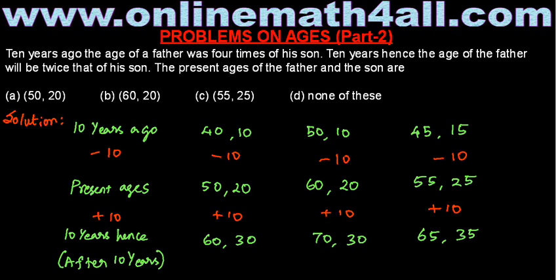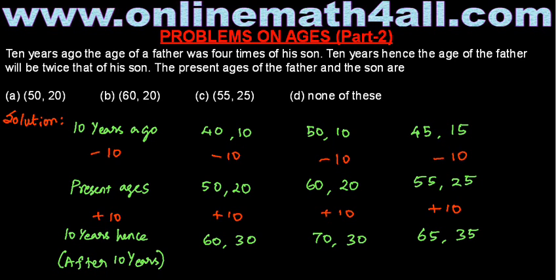Okay, now we have the present ages of the father and son, the age of the father and son 10 years ago, and the age of the father and son 10 years hence. We have all the details. So from this we have to check which option is going to satisfy the given two conditions. The first one is 10 years ago, the age of a father was 4 times of his son.